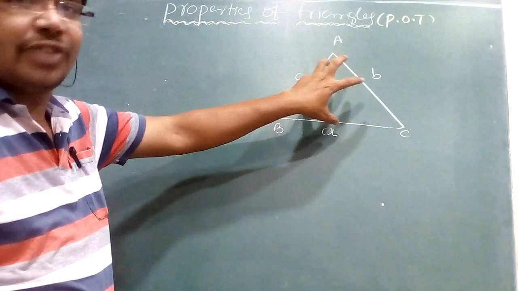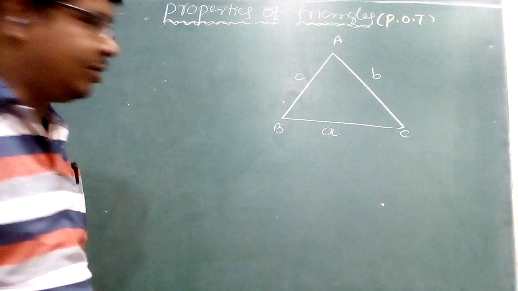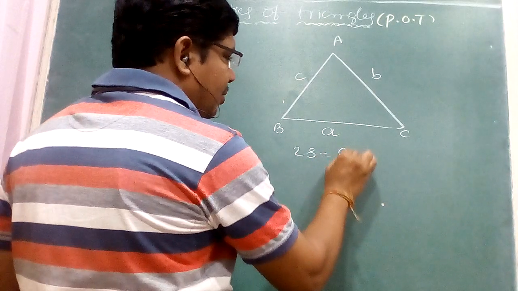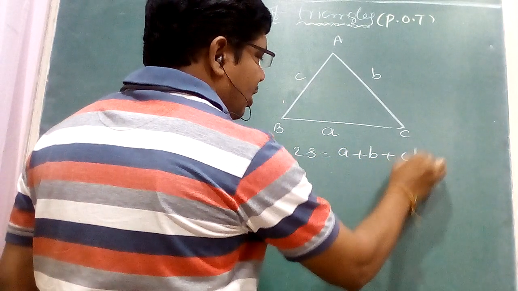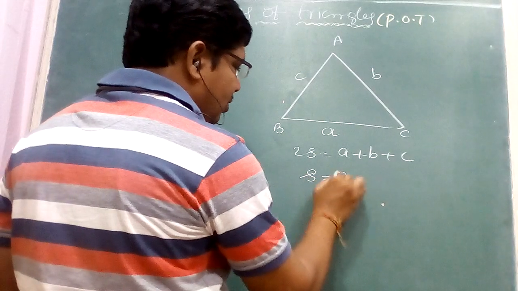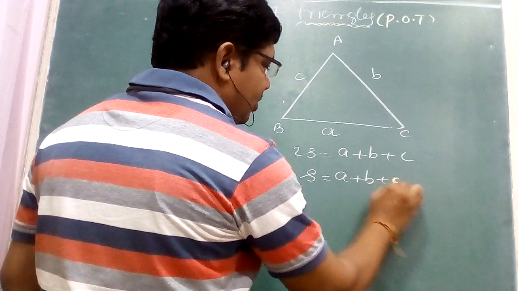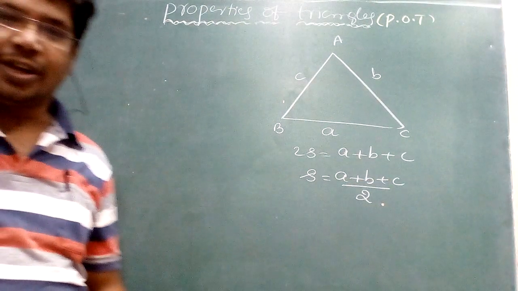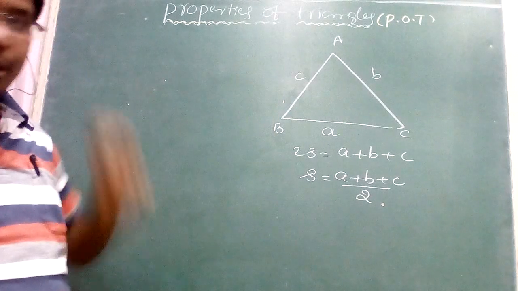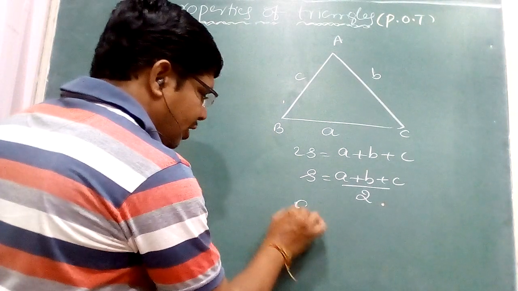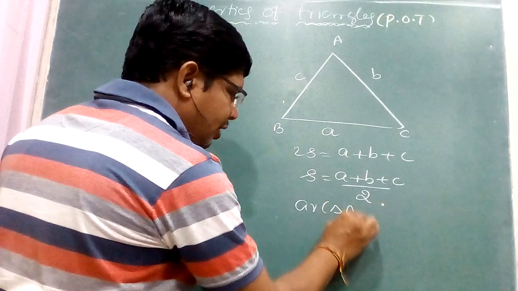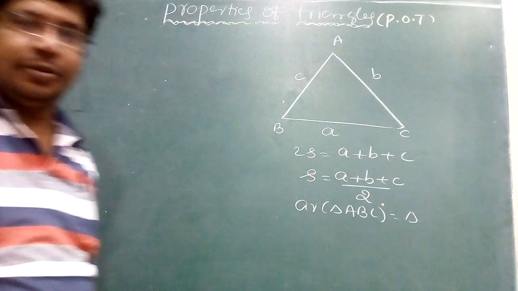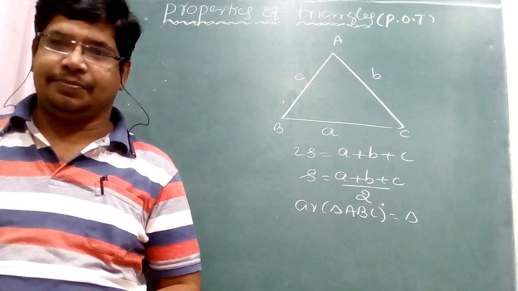The sum of these three side lengths you can call the perimeter, denoted by 2s, small s, that is a plus b plus c, or you can write small s is equal to (a plus b plus c) by 2. This you can call the semi-perimeter. Area of triangle ABC is denoted by delta.